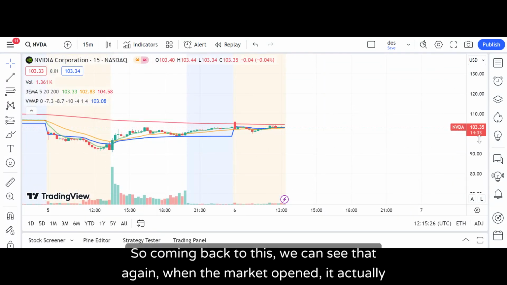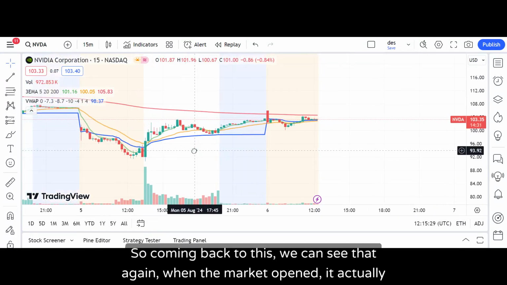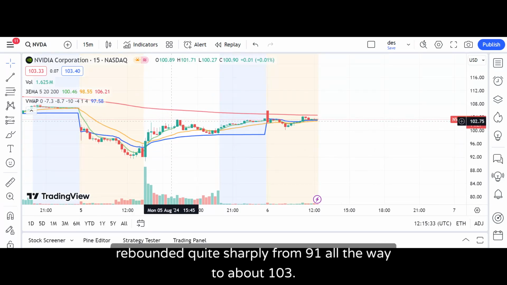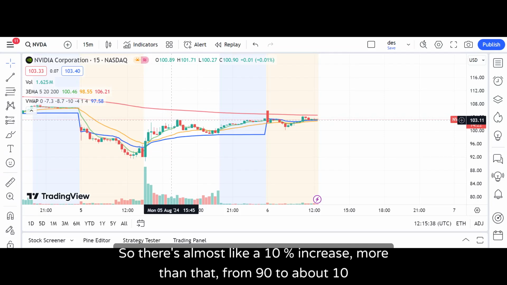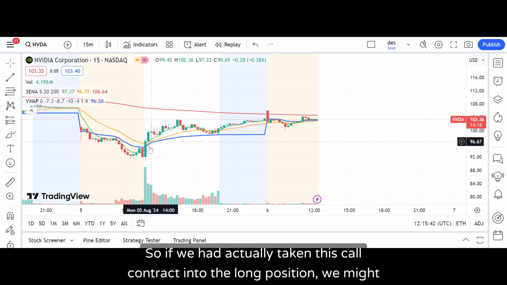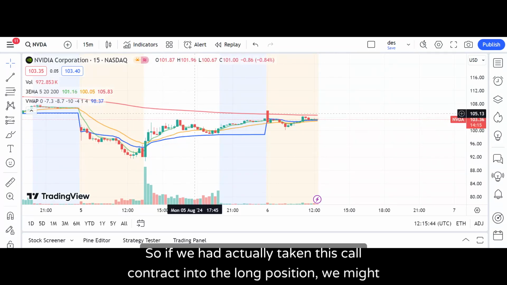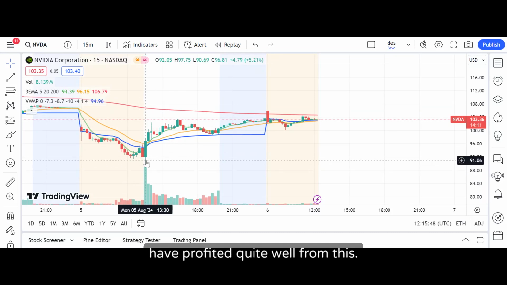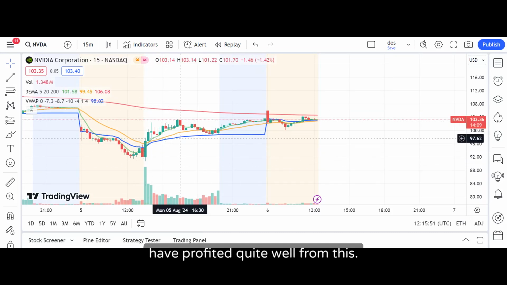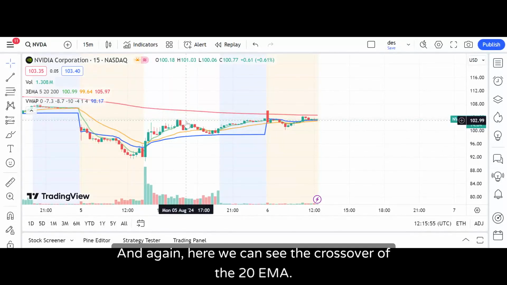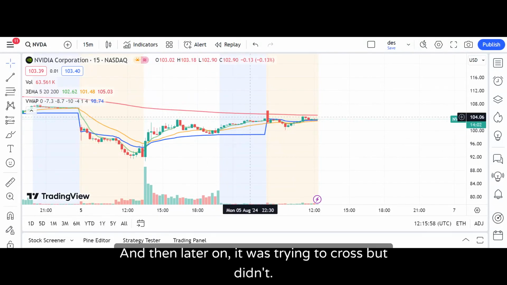Coming back to this, we can see that again, when the market opened, it actually rebounded quite sharply from 91 all the way to about 103. So there's almost like a 10% increase, more than that, from 90 to about 10 something. If we had actually taken this call contract into the long position, we might have profited quite well. And again, here we can see the crossover of the 20 EMA, and then later on it was trying to cross but didn't.